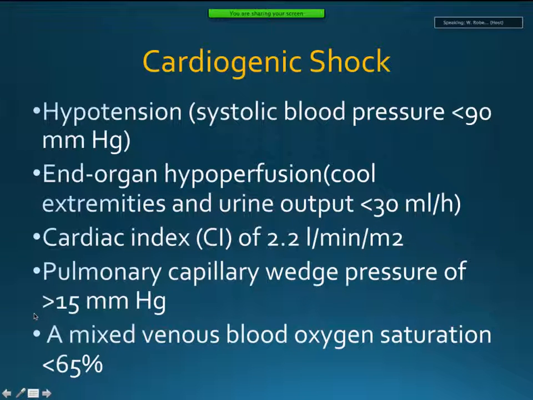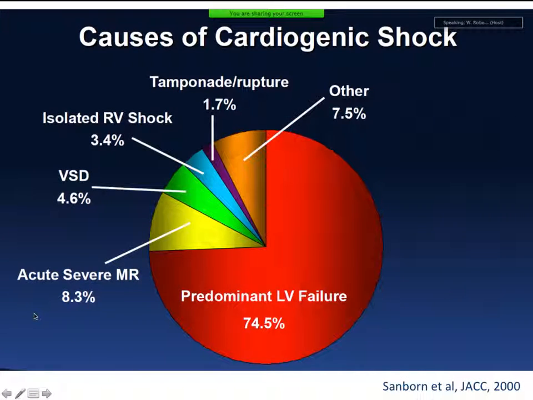So cardiogenic shock is defined as hypotension with systolic blood pressure less than 90, end organ hypoperfusion with cool extremities and urine output less than 30 cc's an hour, a cardiac index of less than 2.2, and a wedge pressure greater than 15, which is somewhat strange because that's what the SCAI and ACC defines it, the wedge pressure greater than 15. I thought more than 20, 25 would probably be something that you should think about in terms of shock. And a mixed venous blood oxygen saturation less than 65%.